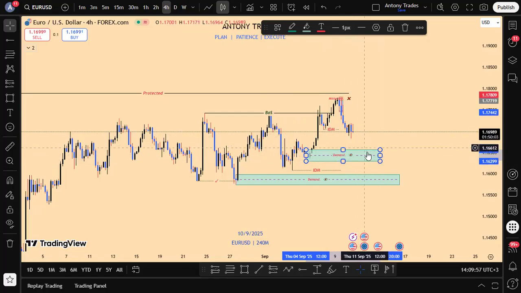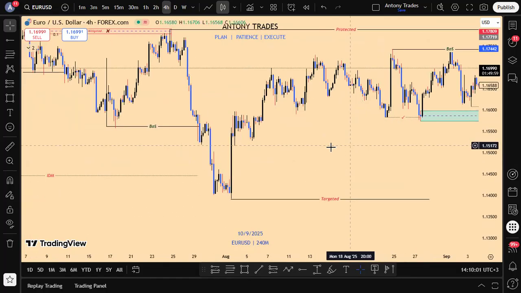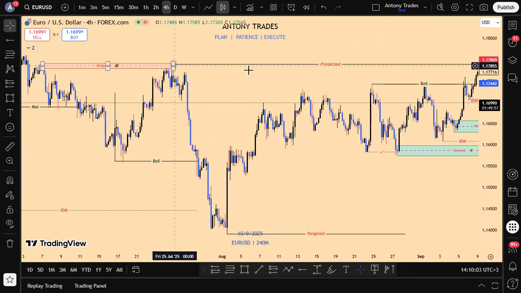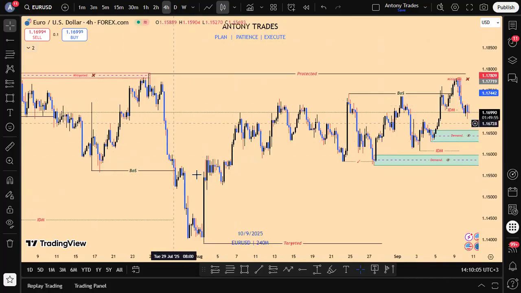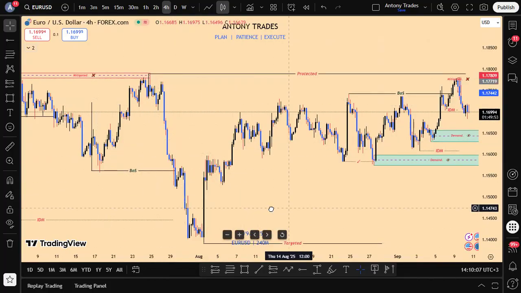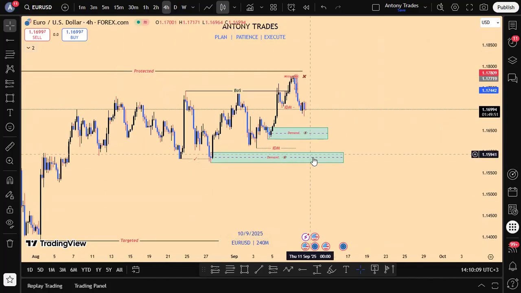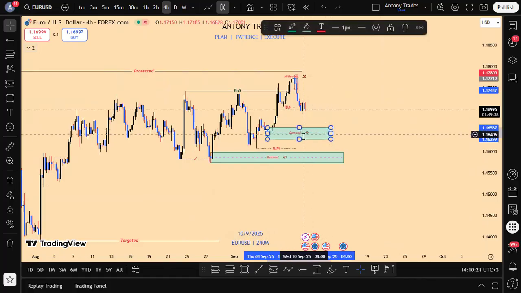So wait for a confirmation. Even at this area here, make sure you wait for a confirmation, since remember this structure was never violated. So we are still bearish according to this structure. Make sure you wait for the confirmation here, either from the 15 minutes time frame or a 5 minutes time frame. Wait for a confirmation before taking any trade, as well as in this area. Make sure you wait for a confirmation.